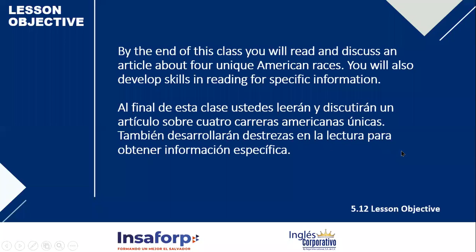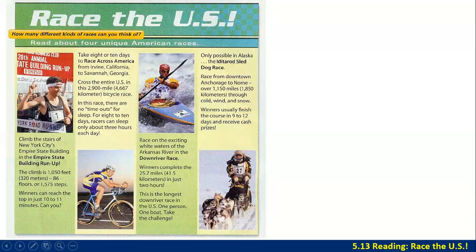Vaya, y la última parte, pues, it's a reading. This is the 5.12 section. It says, by the end of this class, you will read and discuss an article about four unique American races. You will also develop skills in reading for specific information, okay? So let's go ahead and work in the reading. If you want, I'm going to share it with you through the WhatsApp, también por si no lo ve desde aquí. Aquí está.